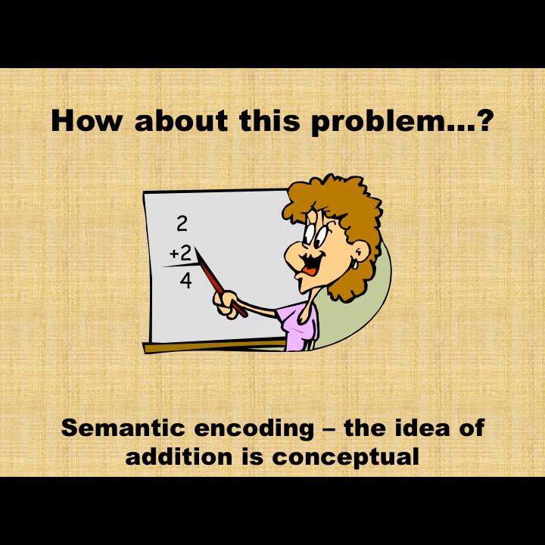Let's try this problem. 2 plus 2 equals 4. What type of encoding would we use to memorize this? So, again, pause the video and come up with an answer. Did you come up with an answer? Okay, the answer is semantic encoding. Did you get it right?